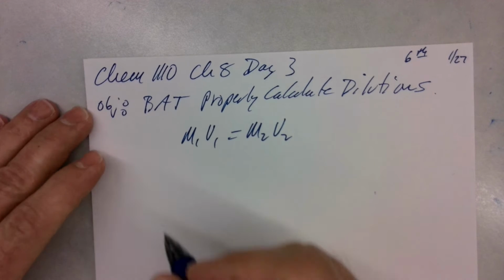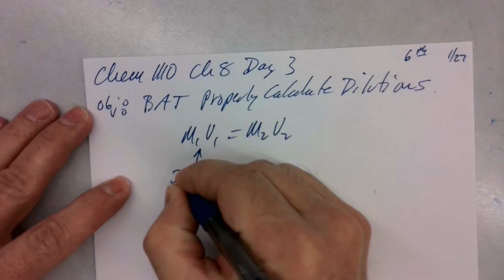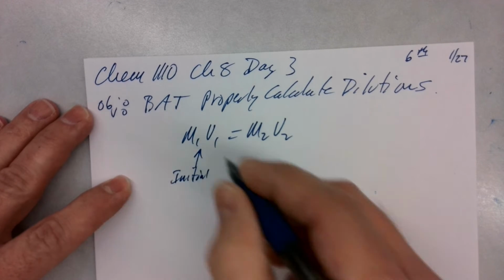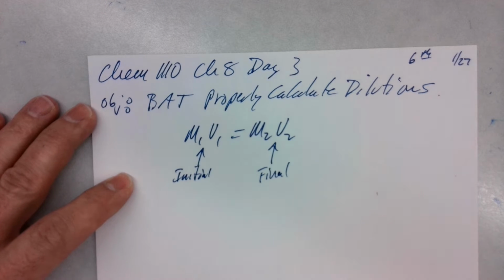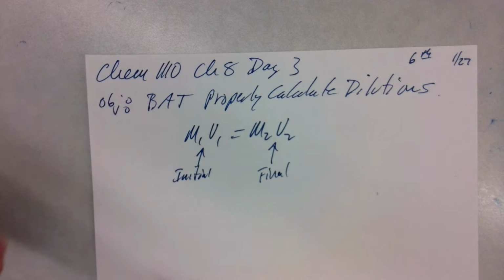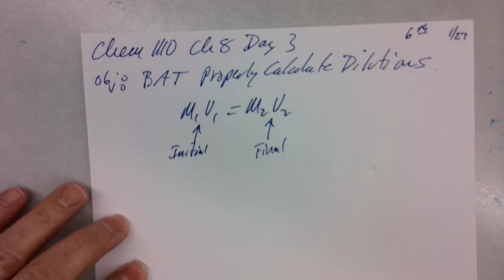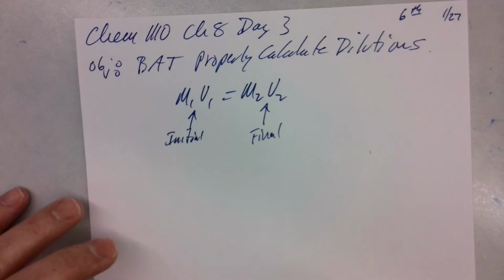So usually what they'll do is these are my initials, volume and molarity. These are my finals, okay? They typically give you some initials, give you one of the finals, and ask you to find the 4th thing, right? Sometimes, though, they word a question like this, and it makes it a little tiny bit different.